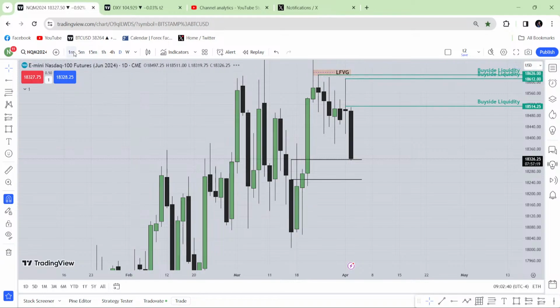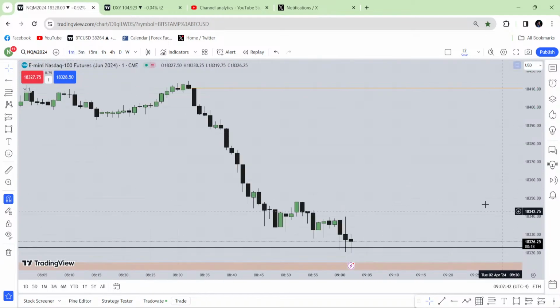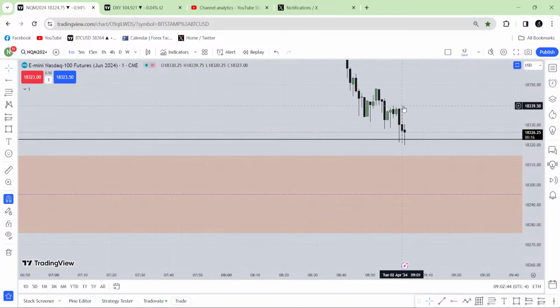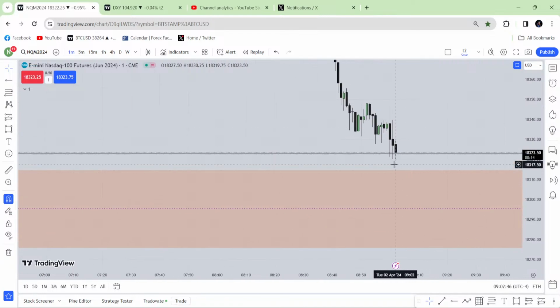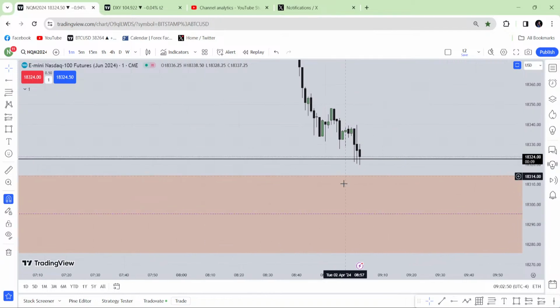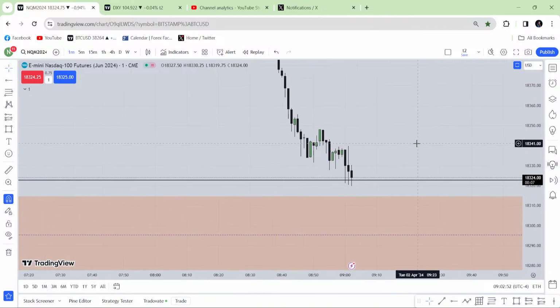We will see how it reacts, and right now market is just over here. So first, even if it would love to go higher, it has to reach over here to that fair value gap. Then I will start to look for some kind of buy.